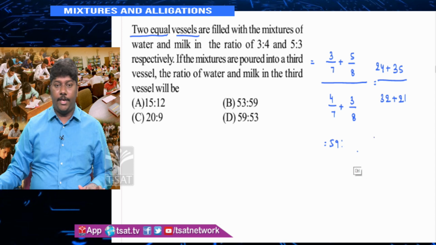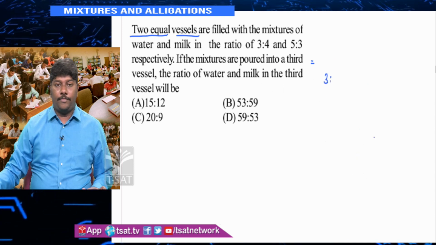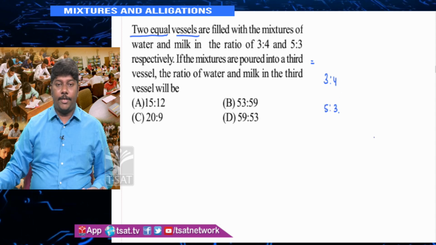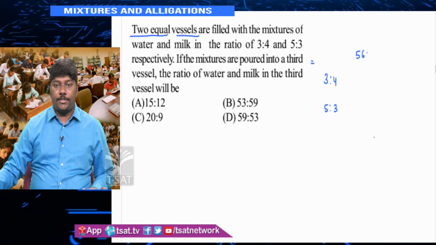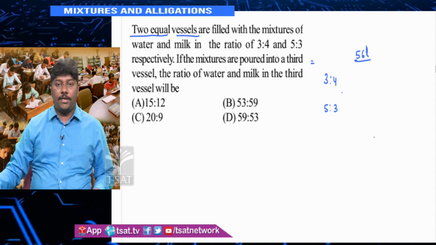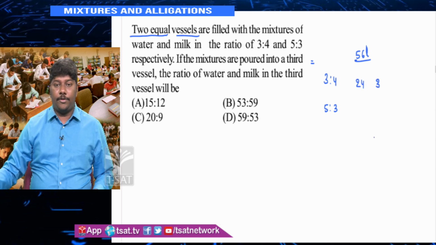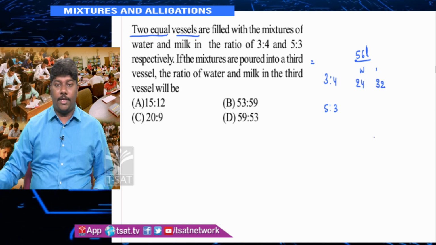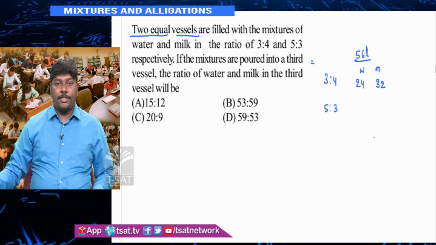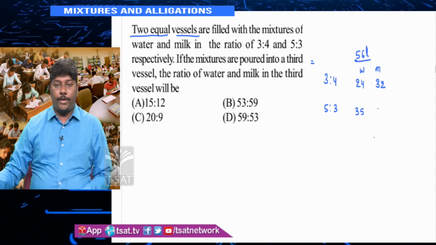The other way of doing it is by taking values. Take a value which is a multiple of these parts, 3:4, 5:3. 7 parts, 8 parts, take 56 liters. In this 56 liters, what is water and milk in the first one? 7 parts, so each part is 8. So 3 8s are 24, 4 8s are 32. This is water and this is milk in the first one. For the second one, 8 parts is 56, which means each part is 7. So 5 7s are 35, 3 7s are 21.